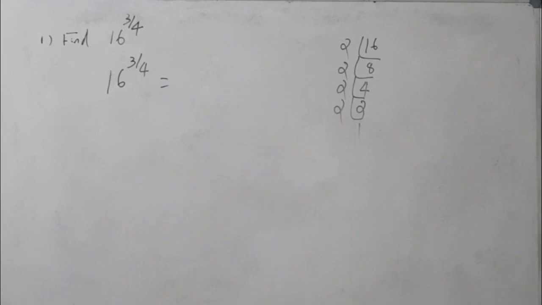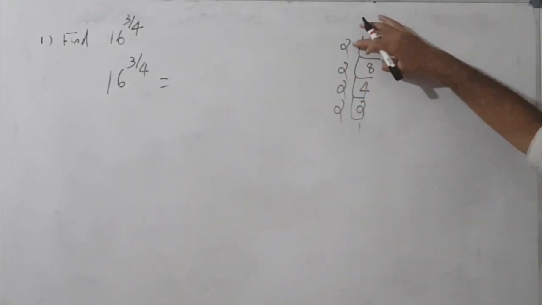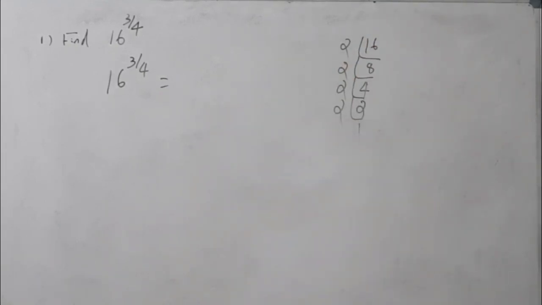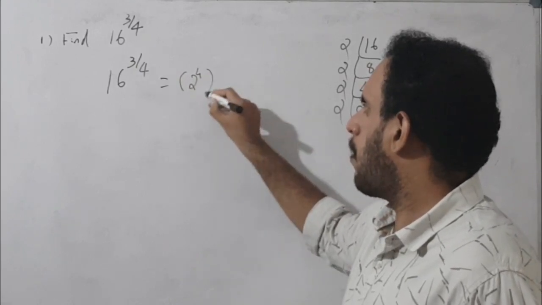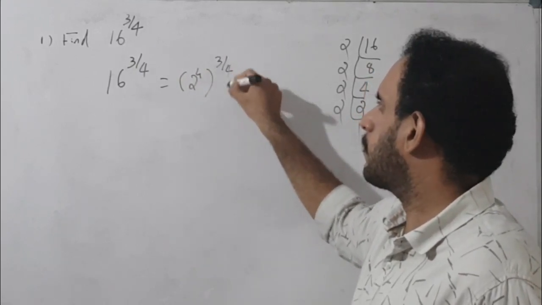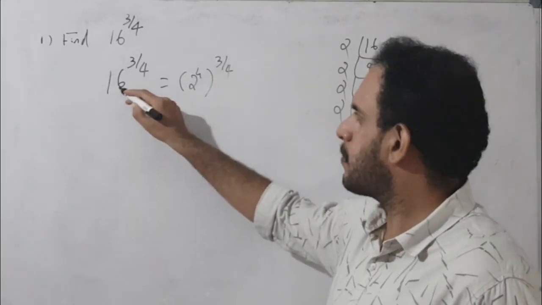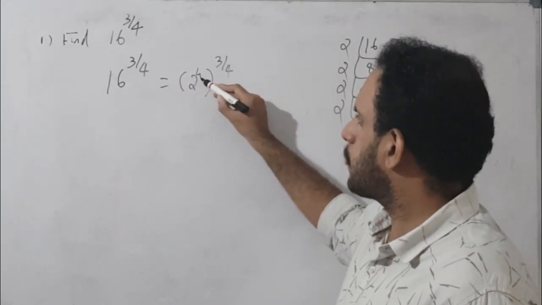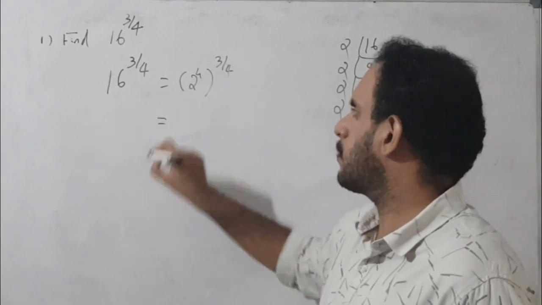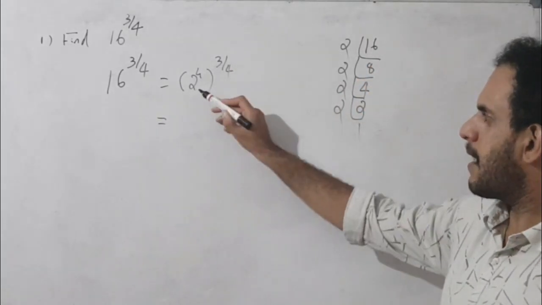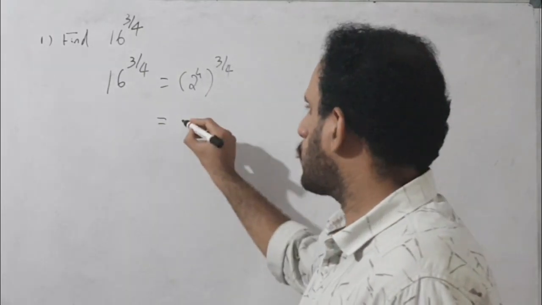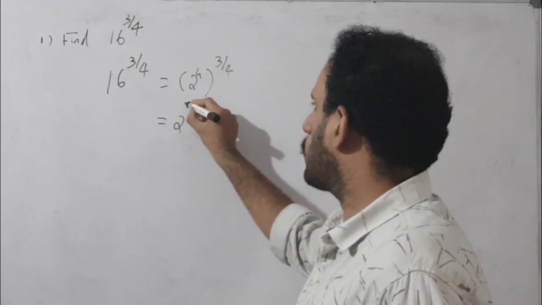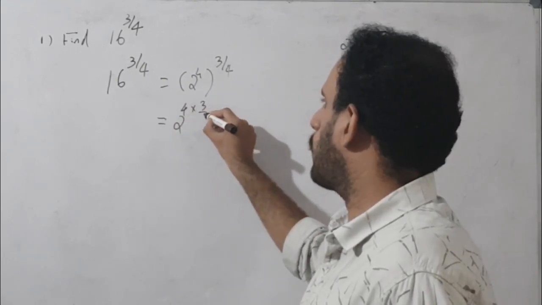Then how to write? 16 is possible to write as 2 raised to, how many 2s are here? 4. Yes, there are four 2s. So 16 we can write as 2 raised to 4 whole raised to 3 by 4. 2 raised to 4 means 16. Now this one is in the form of a raised to m whole raised to n, which is a raised to mn. That is 2 raised to 4 into 3 by 4.